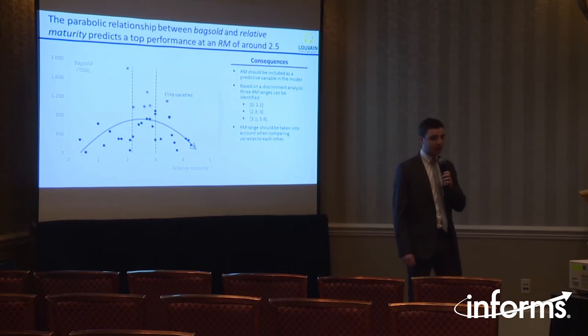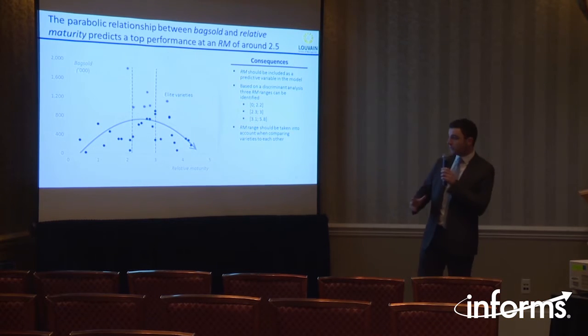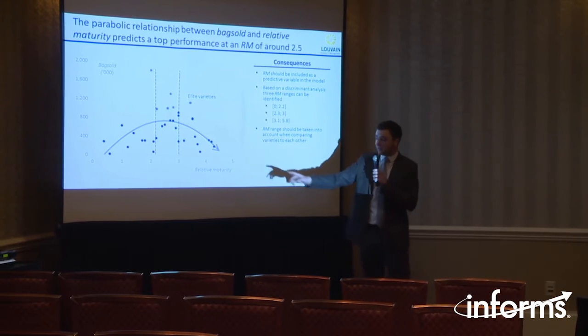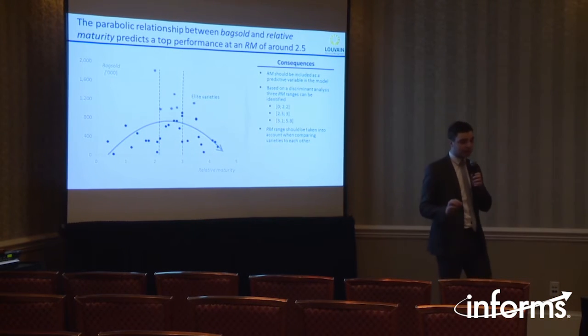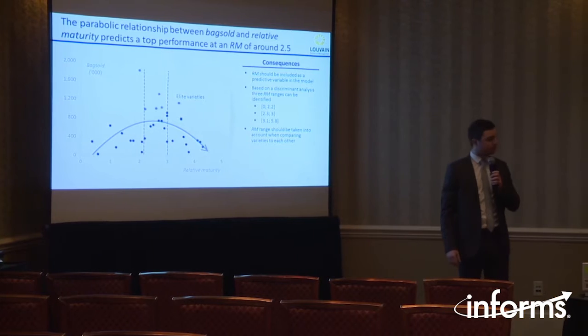The second insight I'd like to draw out of this graph is that following our parabolic observation, we decided to conduct a discriminant analysis. And this led us to define 3 RM ranges that will prove crucial for the rest of the presentation, but I'll come back to that later on.